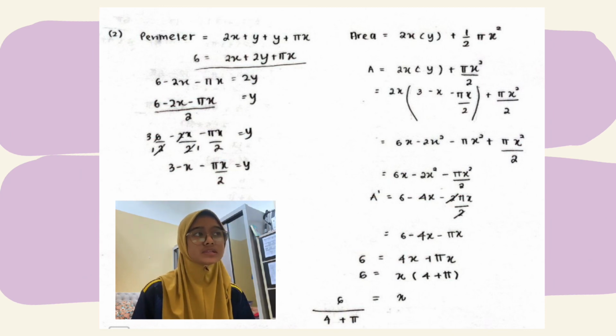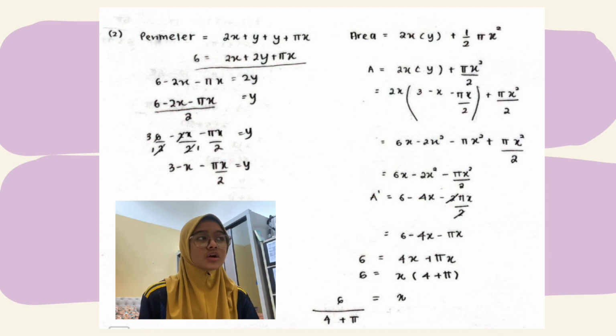The second step is that from the area, we need to make an equation. The equation of the area is 2x multiplied by y plus 1 over 2 pi x squared, where the area is the area of the rectangle plus the area of the semicircle. From the equation of the area, we need to replace y with 3 minus x minus pi x over 2. So we have 6x minus 2x squared minus pi x squared plus pi x squared over 2. The total is 6x minus 2x squared minus pi x squared over 2.